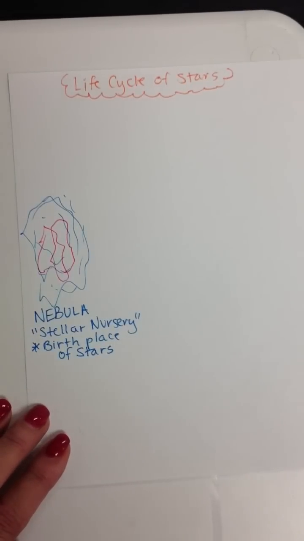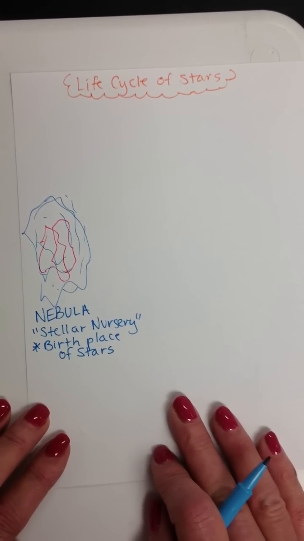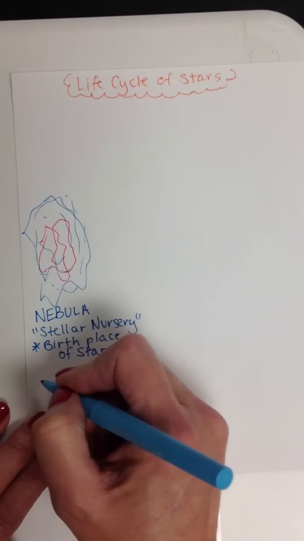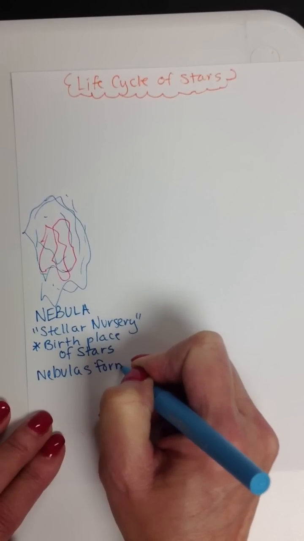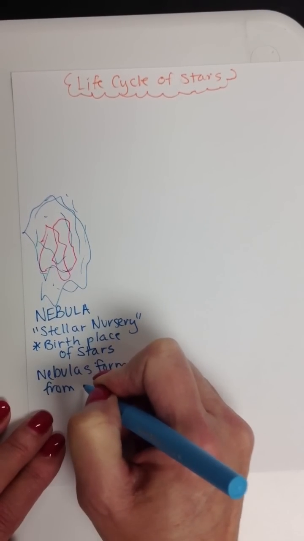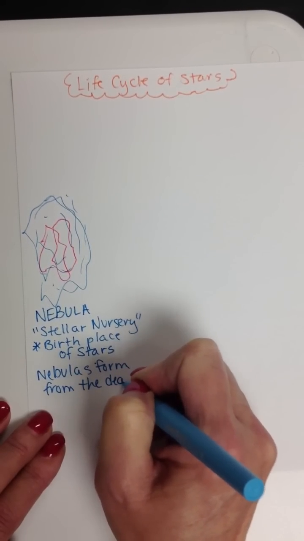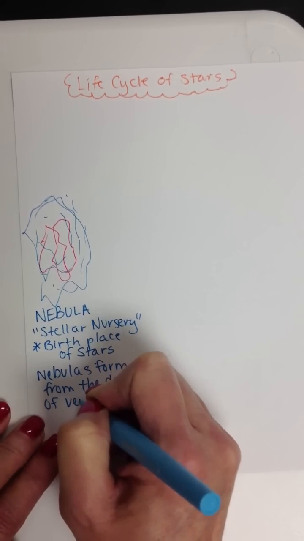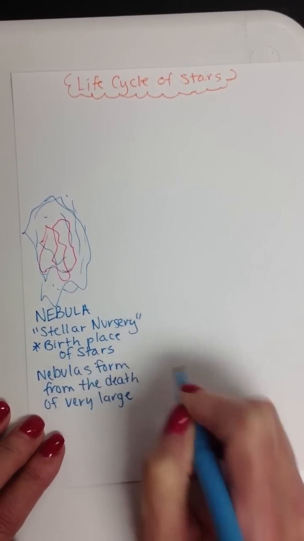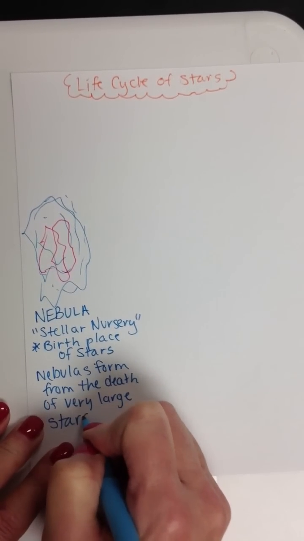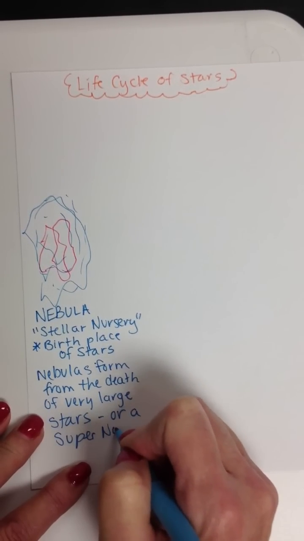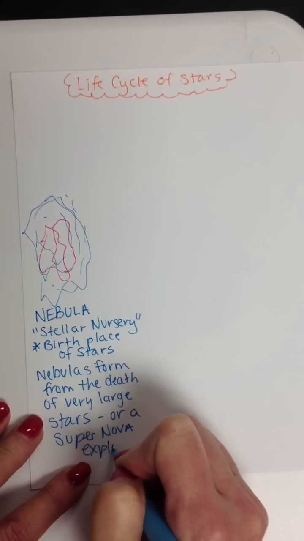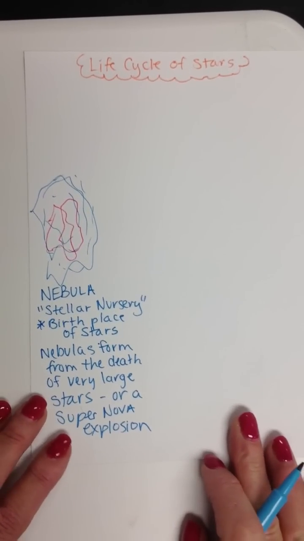Okay, back to the life cycle. Alright, so a nebula is a stellar nursery or a birthplace of stars. You might be asking, well, where does a nebula come from? Nebulas form from the death of very large stars, or a supernova explosion. So that's how nebulas form.